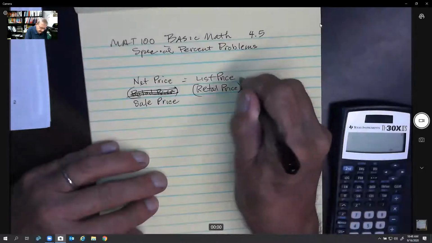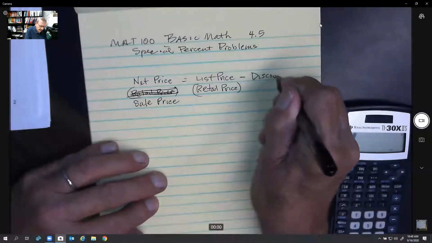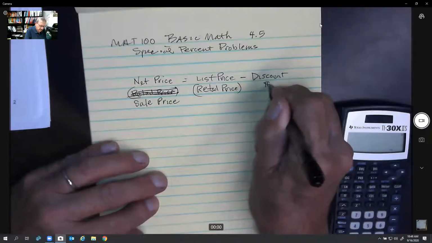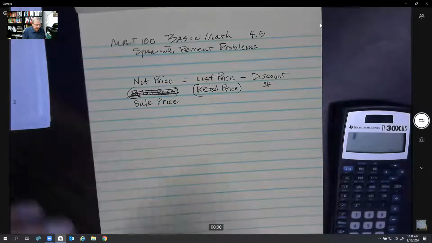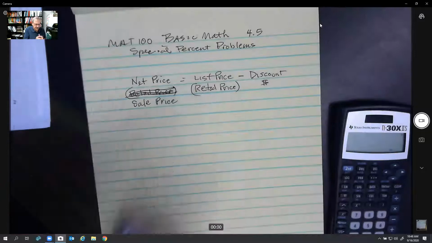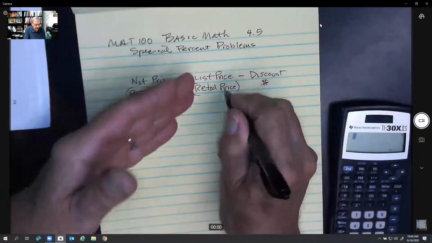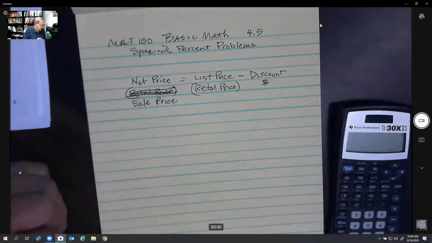And then the discount is how much you're going to get marked off. This would be in actual dollars. This is the dollar discount that you're going to get. And the net price is what you're going to pay for it. Sometimes we call it the sale price. List price is the retail price, and the discount is the amount of money you're supposed to get off.